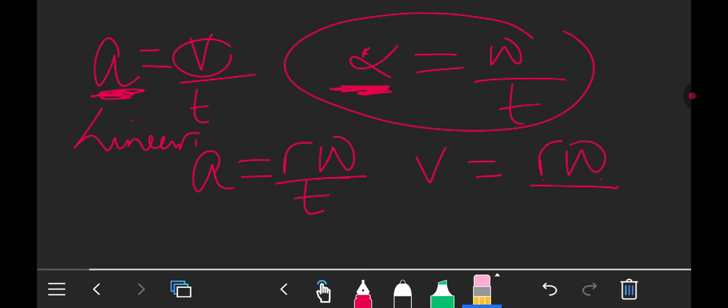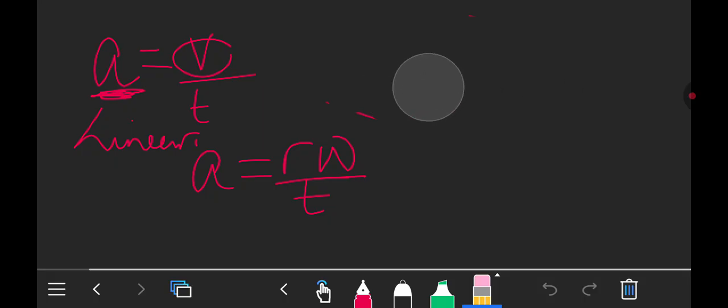So I hope you are following. So this is what I'm doing here. So I have acceleration is equal to radius multiplied by omega over time. This is linear acceleration. This is radius. This is omega, which is just angular velocity, and that is time. So this is what I have at this point.